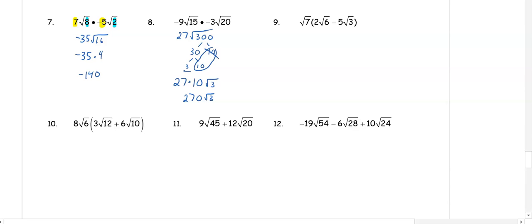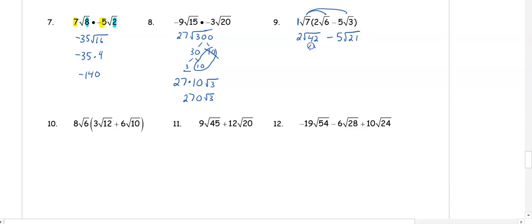In number 9, we have a square root outside of a parenthesis. So we are going to distribute and use our same multiplying rules. Because 7 doesn't have a coefficient in front of it, that's a 1. So when we multiply root 7 times 2 root 6, we get 2 root 42. And when we do root 7 times negative 5 root 3, we get negative 5 root 21.